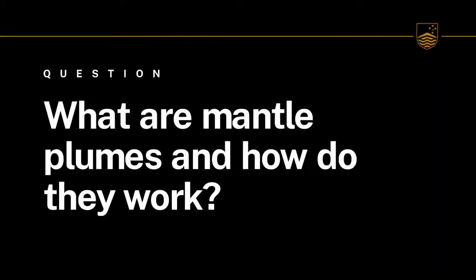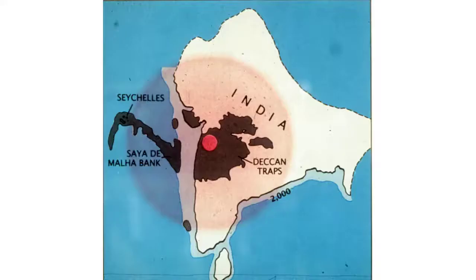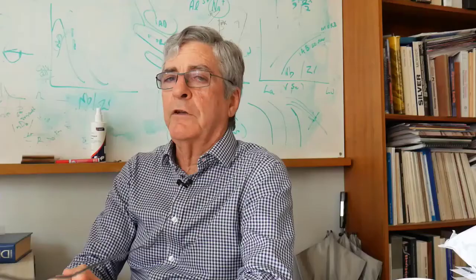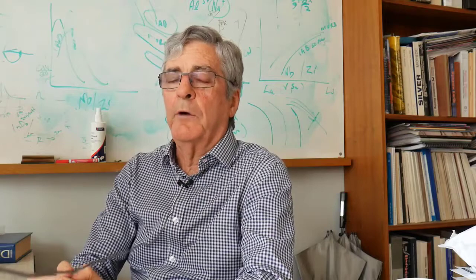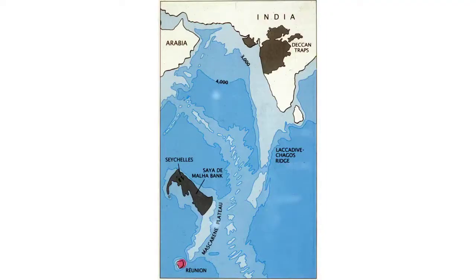So what are mantle plumes and how do they work? This is India 65 million years ago when the Deccan Traps erupted. The red spot shows where the centre of the Deccan Traps plume was. The Deccan Traps are in India, and part of the Deccan Traps plume is the Seychelles Islands, which are currently not part of India, but were at the time that the Deccan Traps erupted.